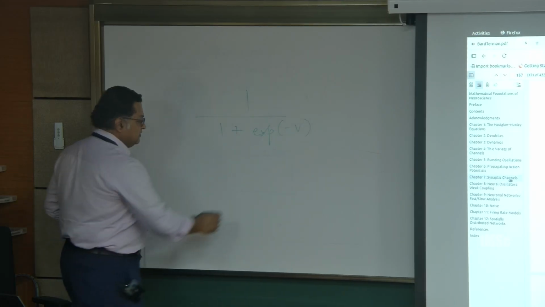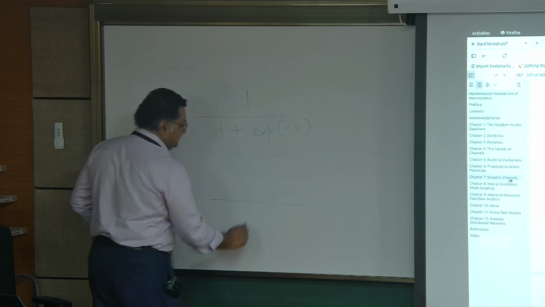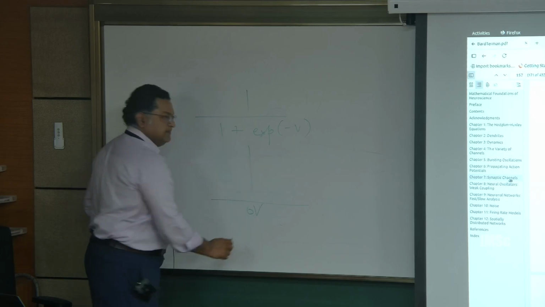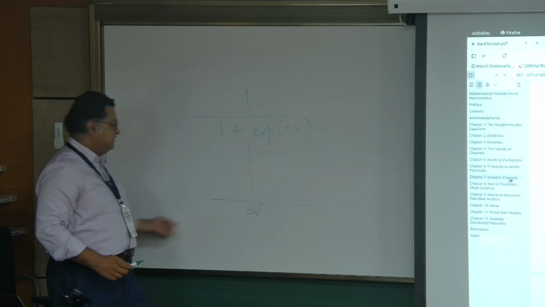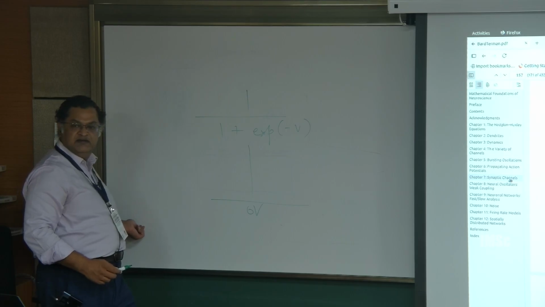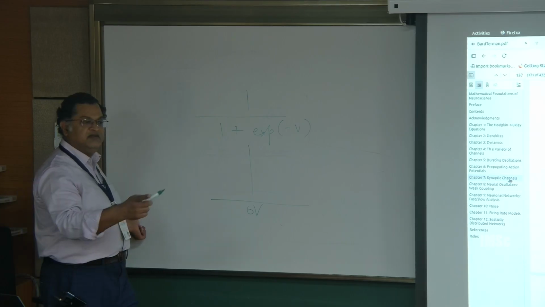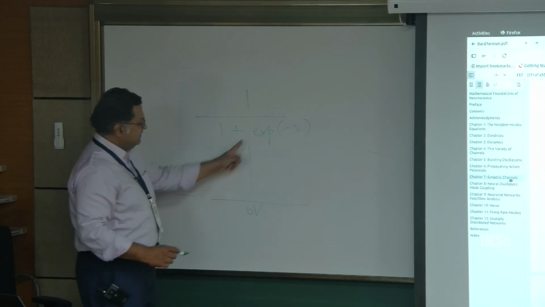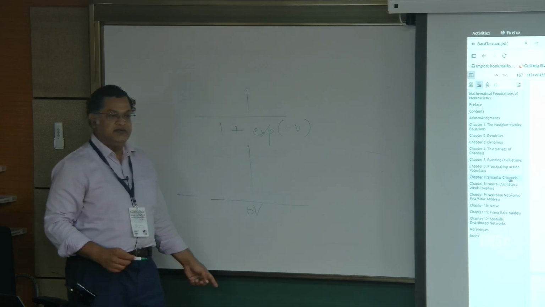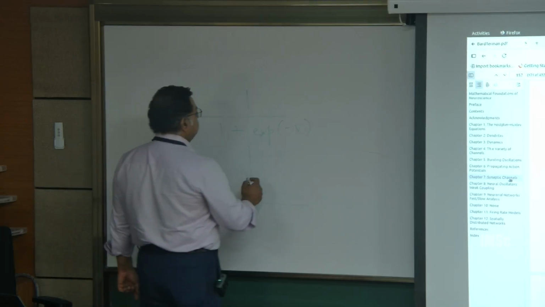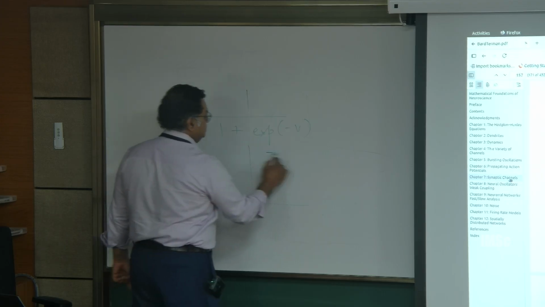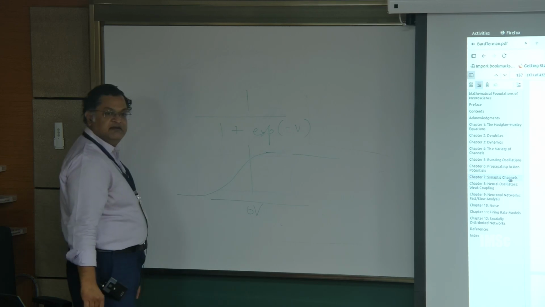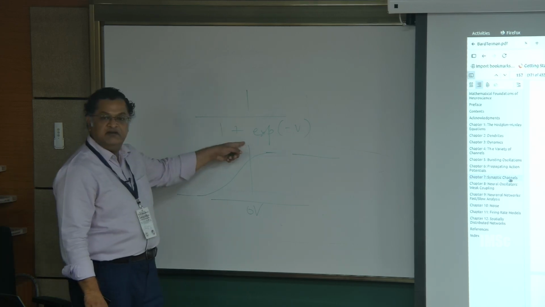If I were to plot this function as a function of V, can you think what it might be? If V is negative, what will happen to this? Somebody said it right. It is 0. So it's going to start from 0, and if V is very large, what is it going to be? 1, right? So somewhere in between, this turns across. So that's a nice function to play with.